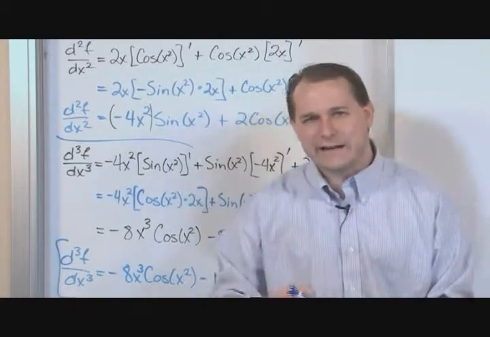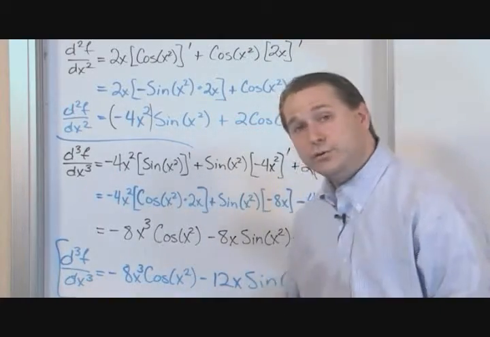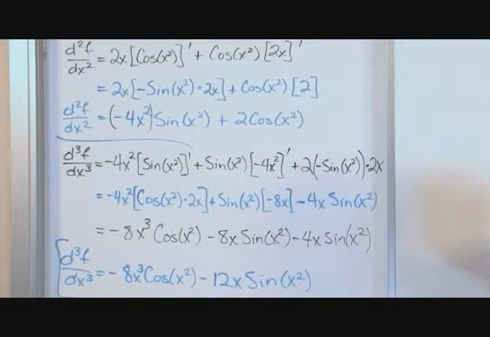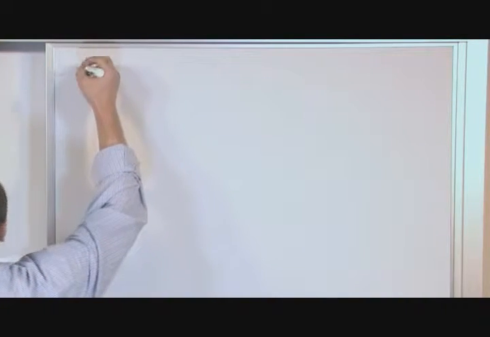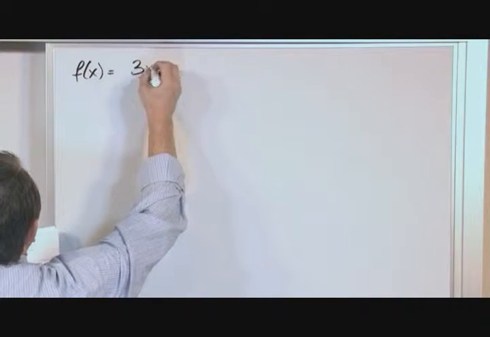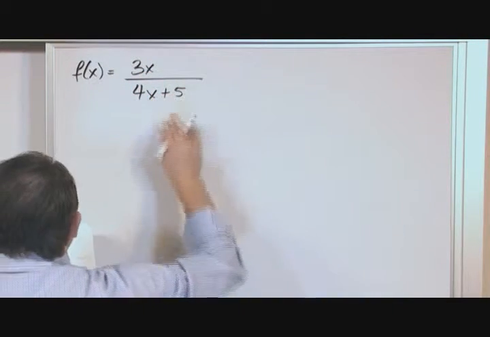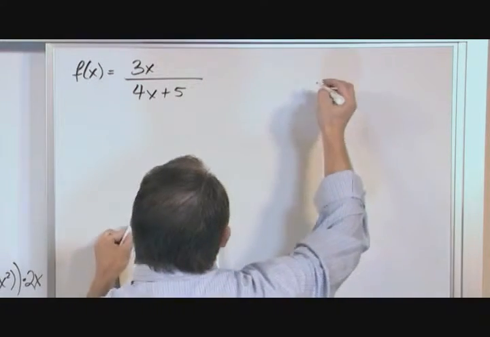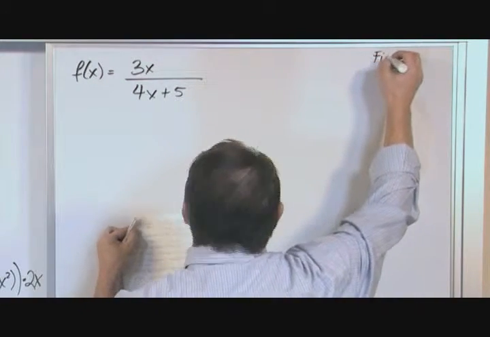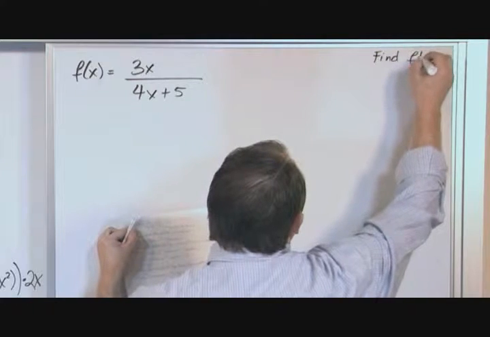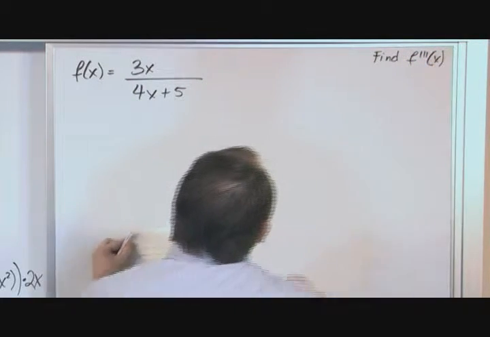The idea is not any more complicated, but your execution is very, very important to make sure you don't make any errors. So let's go ahead and get some more practice here. What if we had f of x equal to 3x over 4x plus 5, and let's say we wanted to find f triple prime of x, the third derivative.